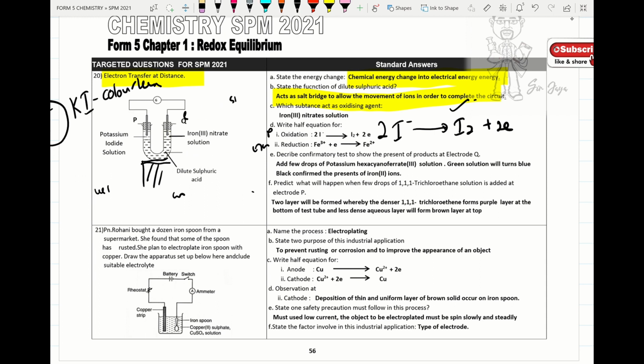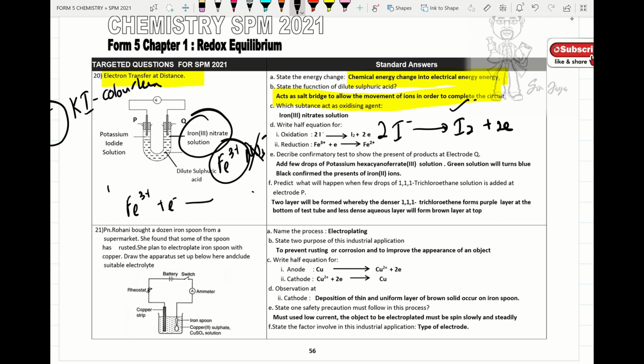All right, so we move on to the next half equation. Here, please remember, this is known as the oxidizing agent. We have Fe3+ and nitrate ion. Please remove the nitrate ion, take the iron(III) ion. This will undergo reduction. So the iron(III) ion gains 1 electron and forms an iron(II) ion. So the answer: the brown solution will turn into green color. Please remember the test to confirm the presence of iron(II) ion. We add a few drops of potassium hexacyanoferrate(III) solution. The green solution will turn to blue-black, confirming the presence.